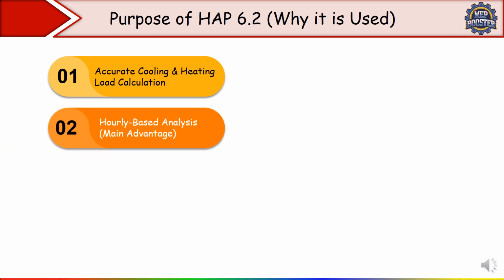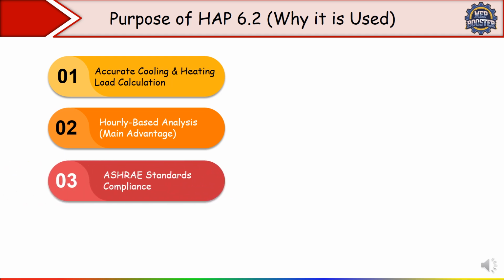And the second purpose is what? Hourly based analysis means HAP performs calculation hour by hour considering outdoor temperature variation, solar radiation changes, internal heat gain schedules, occupancy patterns. So this helps engineers avoid oversizing or undersizing HVAC equipment.